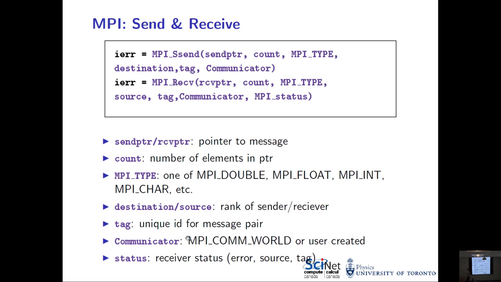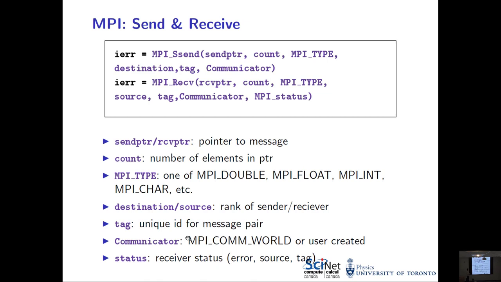Then I'm going to give it a destination. This is going to be a rank of where I want it to go. I don't need to give my source because it knows if I'm 0, I know where I'm sending it from. Then the tag, as we talked about, can be any non-negative value. That's just a way of doing bookkeeping. And then the communicator, okay? As I said, we could be working on different communicators. Most of the time, that's going to be MPI Comm World, okay?